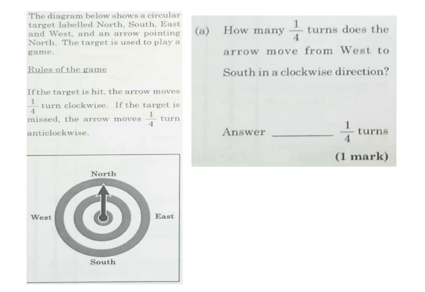The rules are as follows, right? If the target is hit, the arrow moves a quarter turn clockwise. If the target is missed, the arrow moves a quarter turn anti-clockwise, right? So for illustration purposes, I just want to show you what they're talking about. Now, the question itself is, how many quarter turns does the arrow move from west to south in a clockwise direction? So let's underline the important things, right? We need to know how many quarter turns. It has to move from west to south. And what direction? Clockwise.